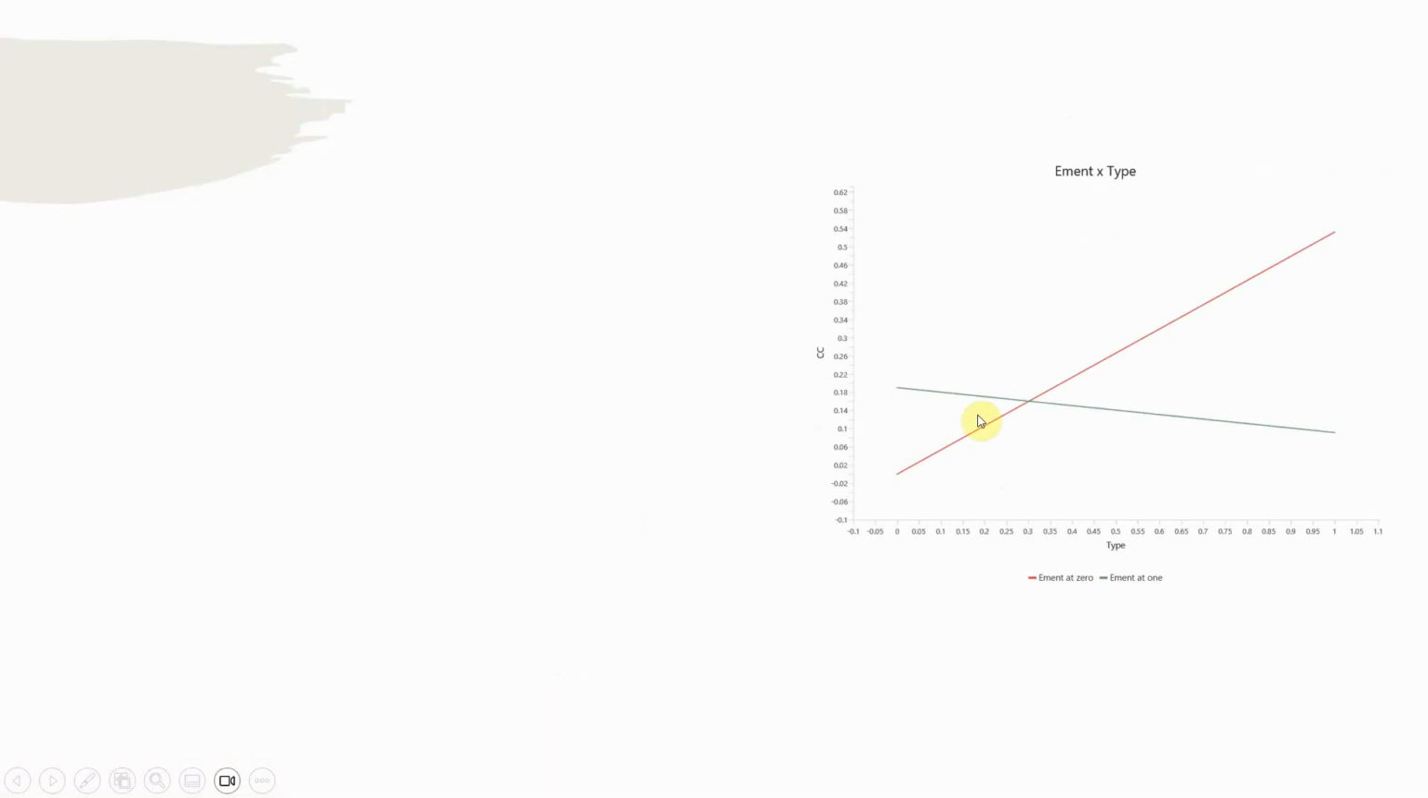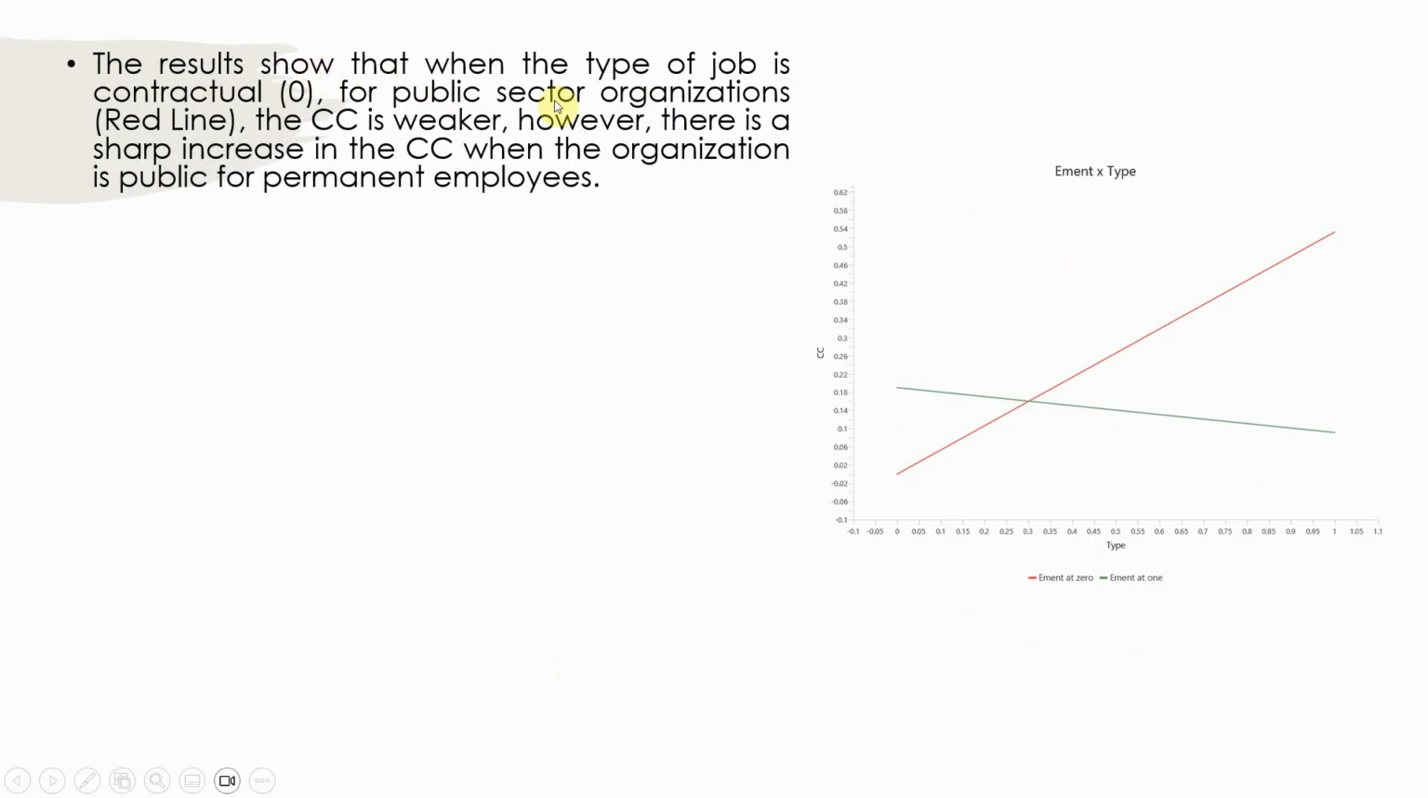If you look here, this is the slope analysis. And how do we explain this? The results show that when the type of job is contractual, your type of job is your independent variable, and your collaborative culture is the dependent variable. So the employment is moderating the relationship between IV and MV, and CC is the dependent variable in that relationship. For public sector organizations, public sector is shown by the red line. So for now, let's forget the green line. Let's assume there is no green line. For public sector organizations, that is employment at 0, the red line is for public sector organization.